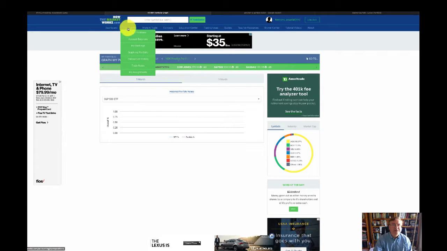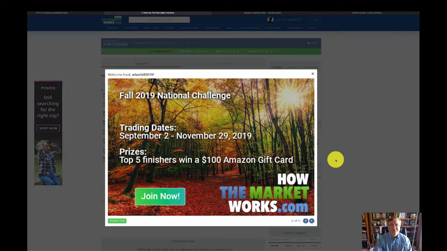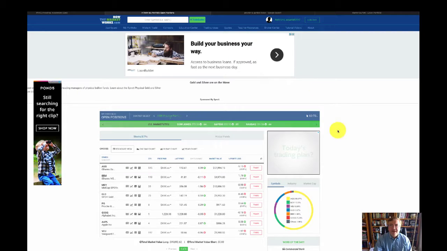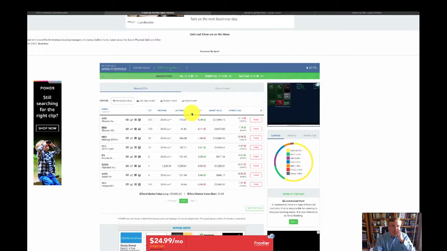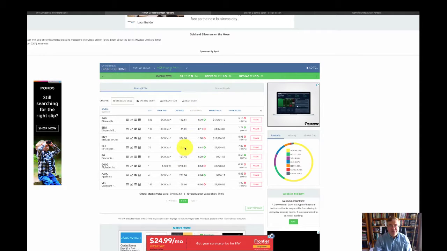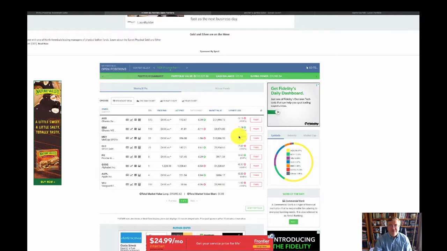Now you can click on this and you can go to open positions as well. Get rid of the advertisements. And you can see all your positions here. Now this is during the trading day, so all these prices are being updated live as we speak. Here's the market value of each position, the profit and loss of each position in dollars as well as in percentage terms. So as you can see, these positions are still a little bit underwater for the most part because we just entered the positions and because of the cost of the commissions.